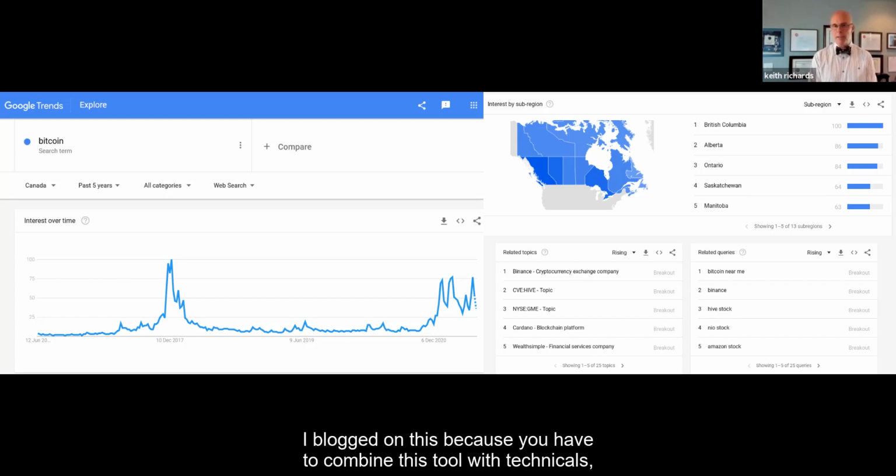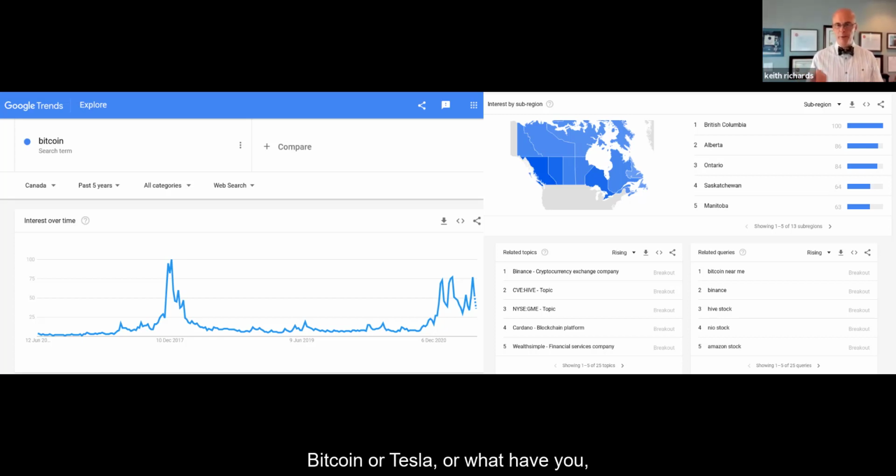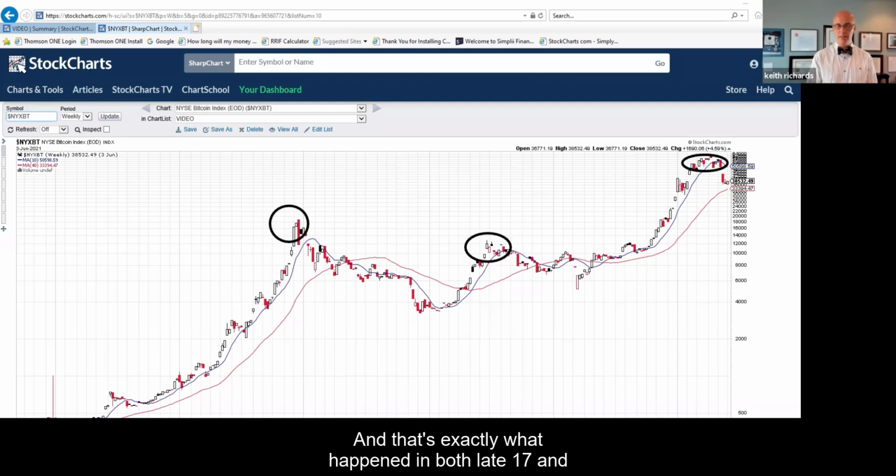And again, I blogged on this because you have to combine this tool with technicals. But when you have a very overbought market, way over its 200-day moving average, and everybody and their brother is searching the term Bitcoin or Tesla or what have you, you have a potential for a major market meltdown. And that's exactly what happened in both late 17 and early 2021. We've seen corrections both times.